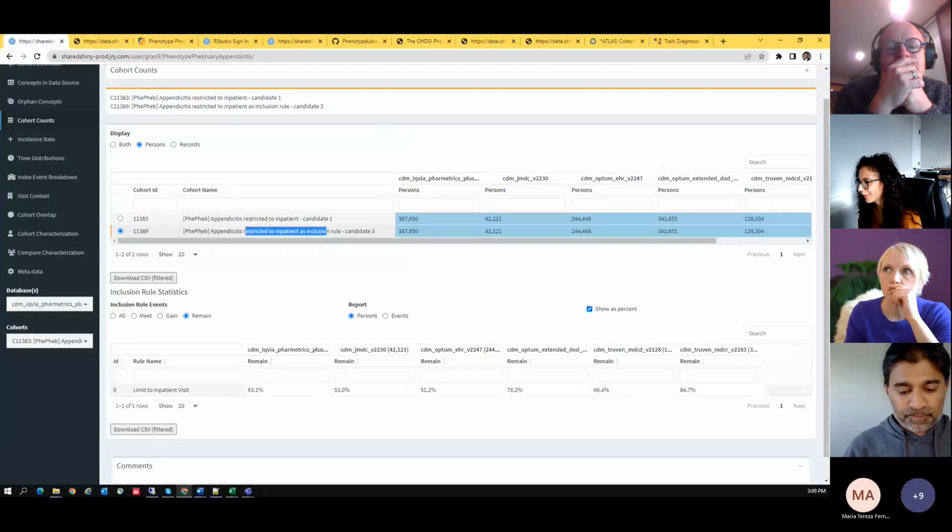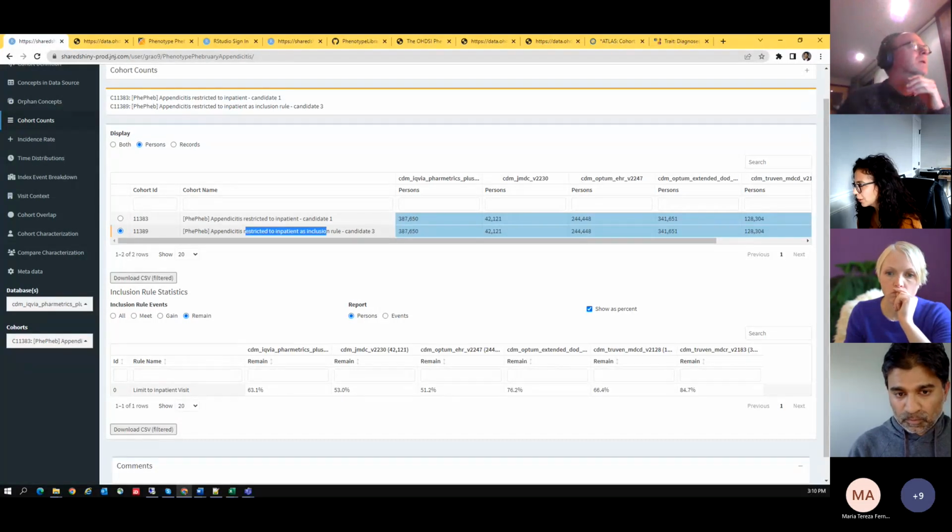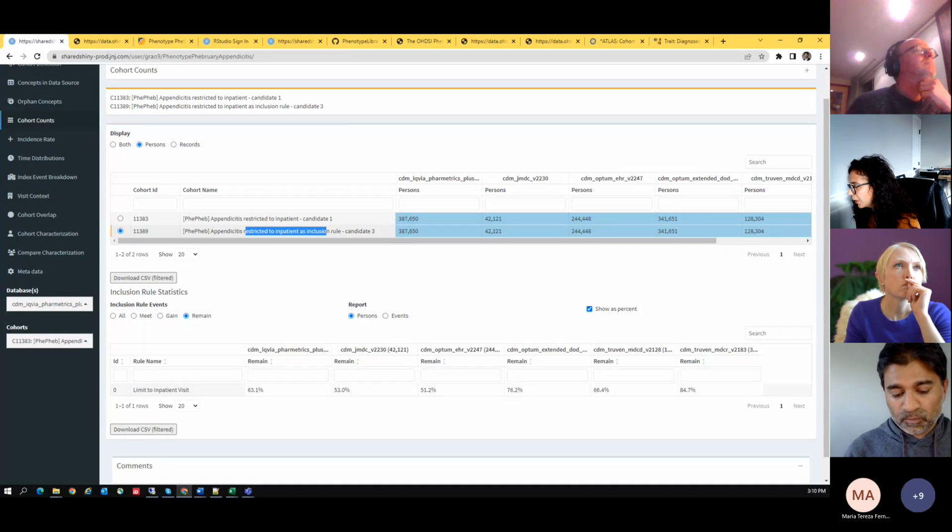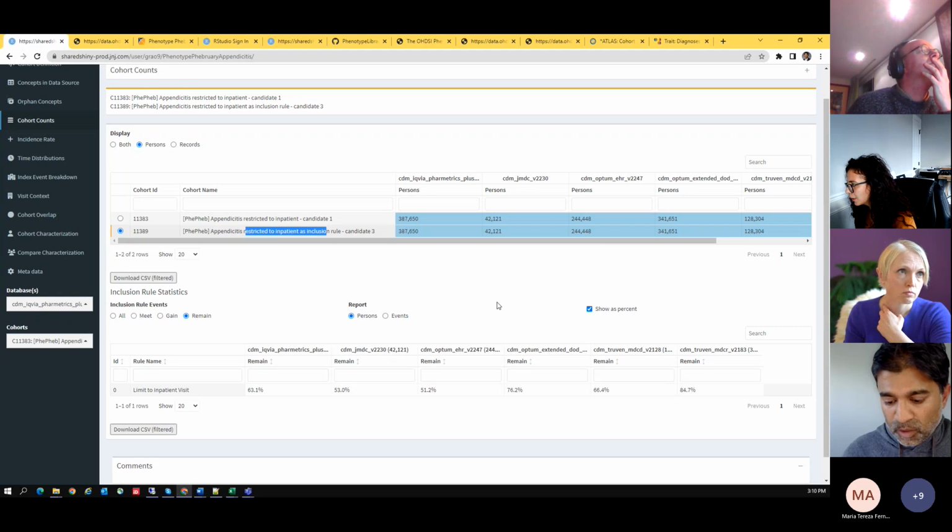Oh, hold on. Sorry, you're looking at my screen. You went quickly over it. Okay, so because people were concerned about the inpatient. So this is the remain, right? This is the remain. Okay, so in Medicare, I lost less than 20%, which makes sense that appendicitis is most likely to happen in a hospital, but I already see that it is not in Optimi HR.